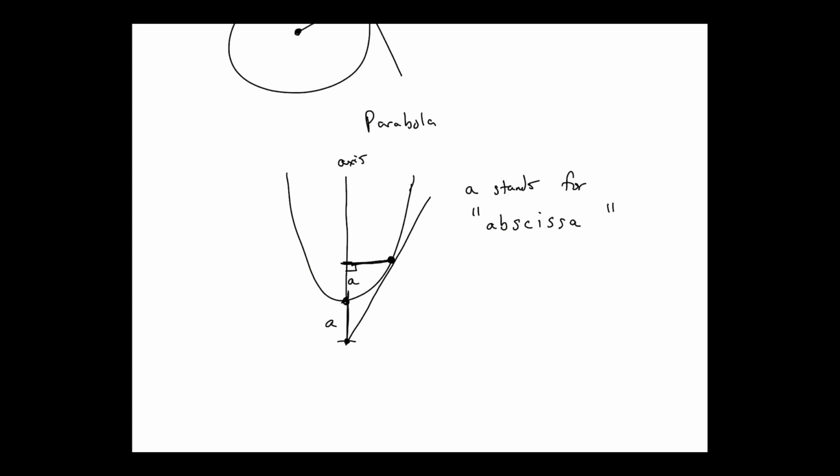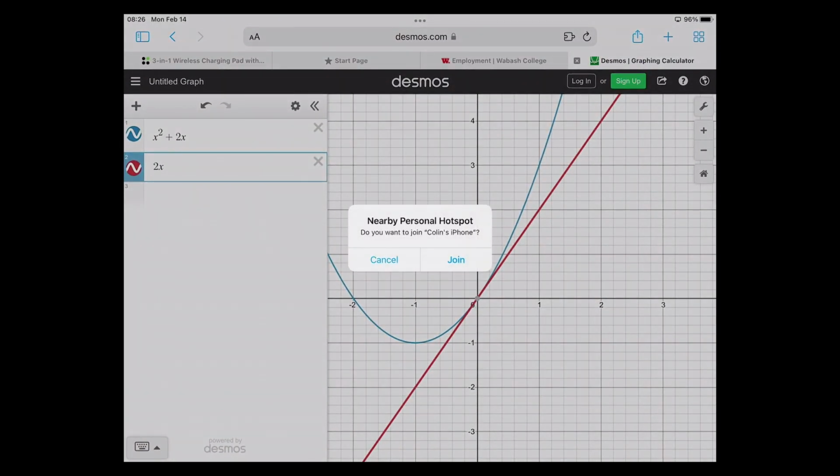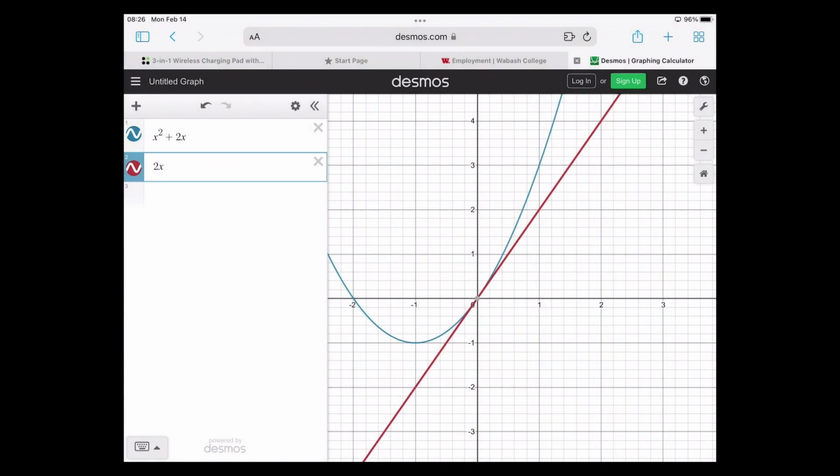Yeah? So, now, if we go back to our GeoGebra, let's look at it and make sure... oh, thank you, Go Gadget Wabash Wi-Fi.